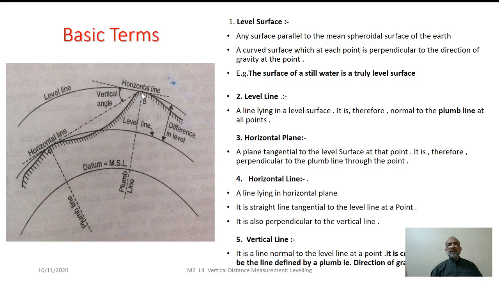Any line which is lying in this particular horizontal plane can be treated as horizontal line, whereas the direction given by gravity, which is nothing but the line which is perpendicular to this particular horizontal plane, horizontal line, and is directed towards the center of the earth, can be treated to be vertical line.